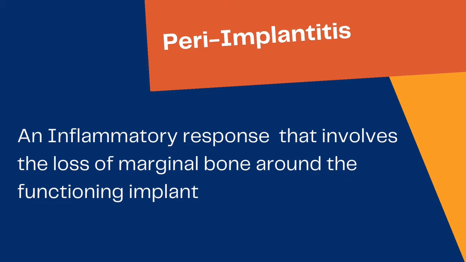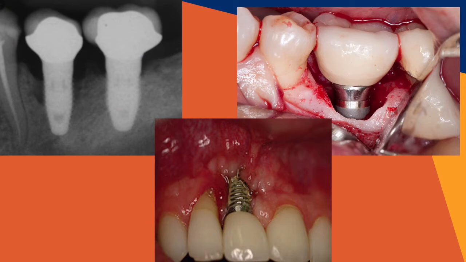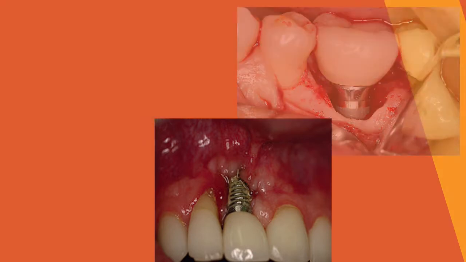What is peri-implantitis? It is an inflammatory response that involves loss of marginal bone around the functional implant. We can appreciate that over here there is bone loss as well as inflammation of the soft tissues.